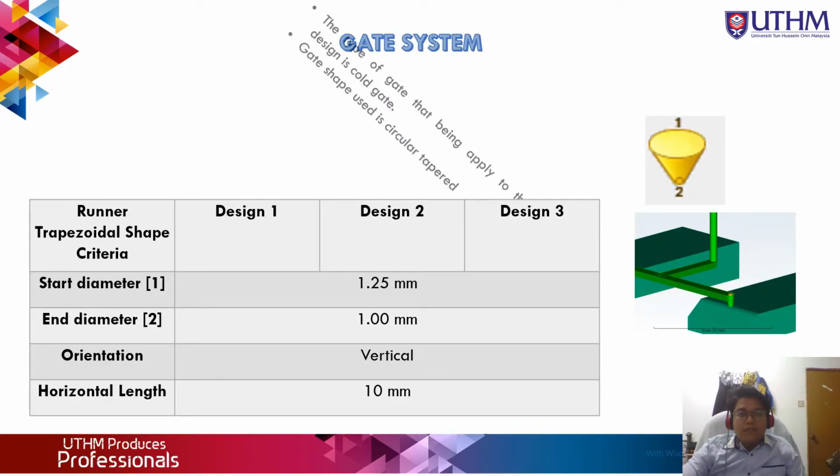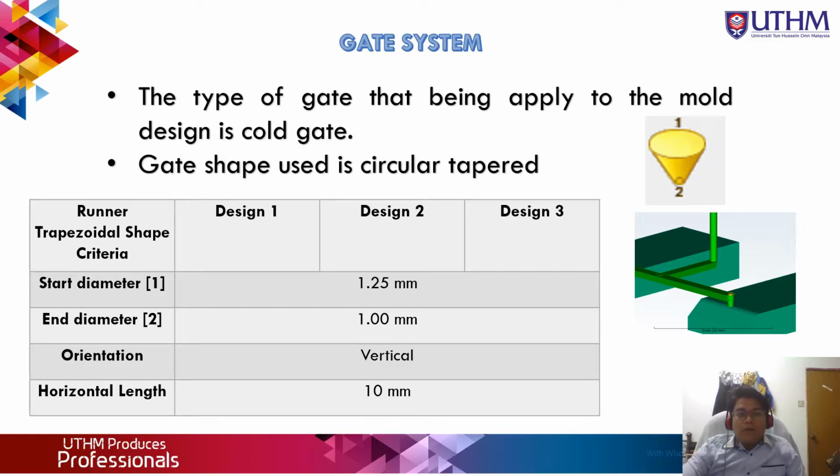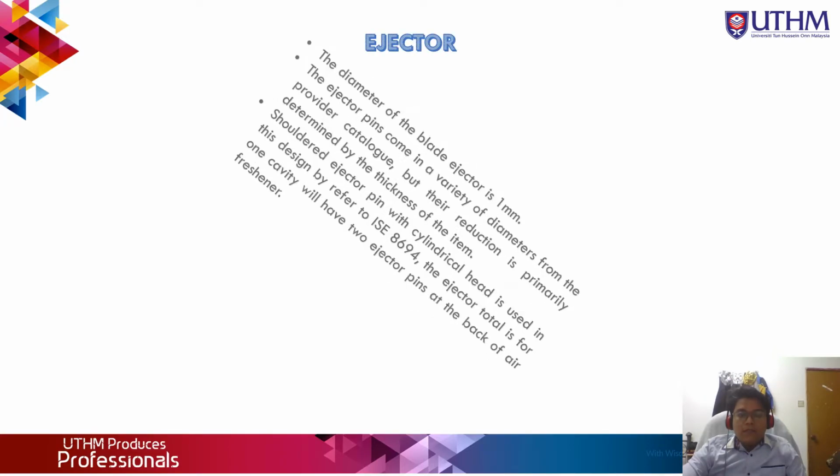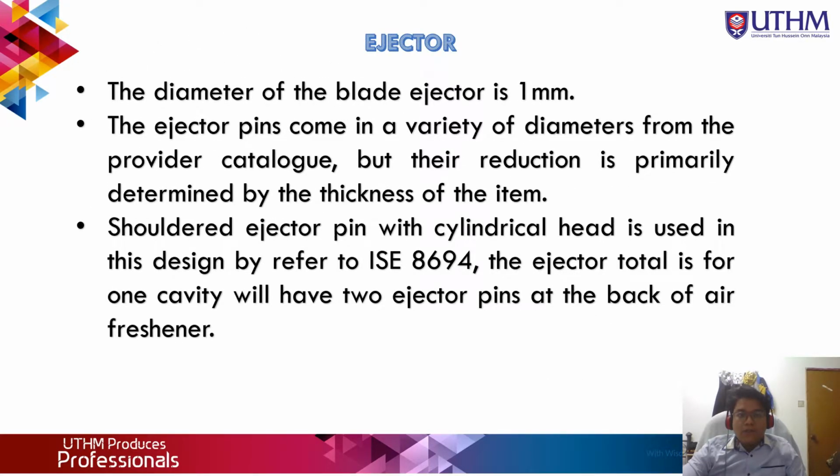Next is the gate system. The type of gate applied to the mold design is a submarine gate, and the gate shape used is circular tapered. For all three designs, we use the same gate, where the start diameter is 1.25 millimeter and the end diameter is 1.0 millimeter. Next is the ejector. The diameter of the blade ejector is 1 millimeter.